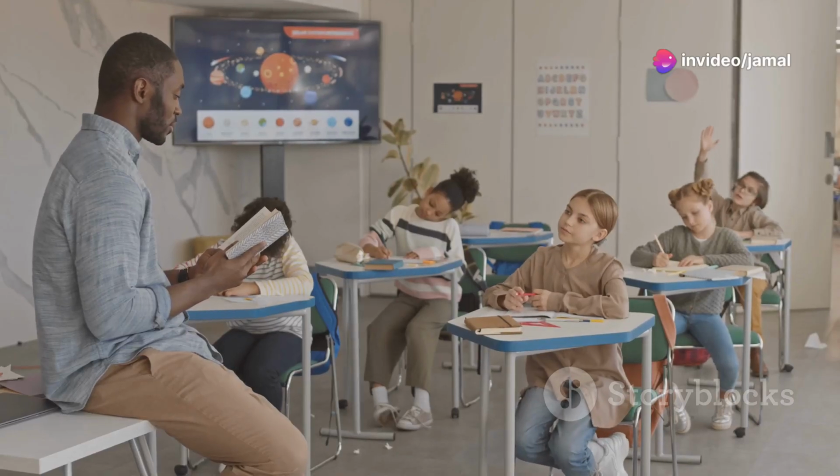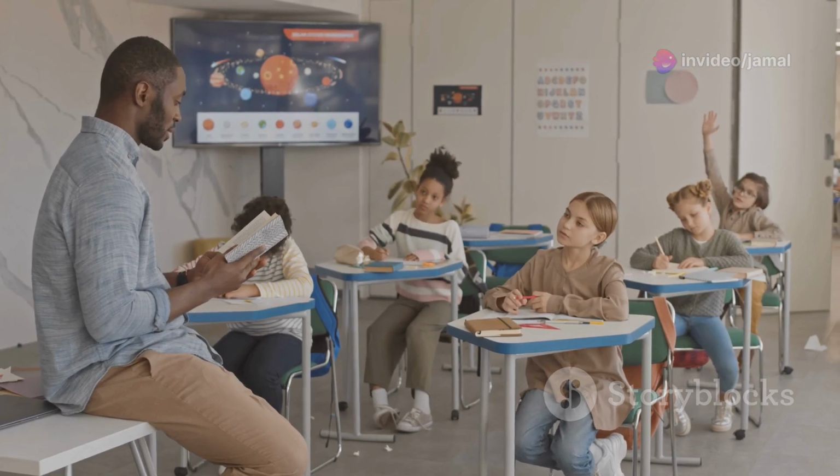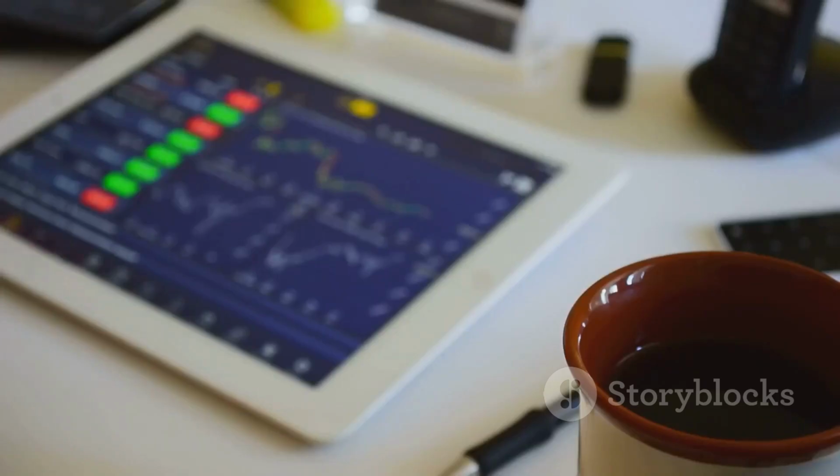For new traders, starting with technical analysis can be challenging. However, with practice and patience, it becomes easier. Use demo accounts to practice without risk. Continue learning and practicing. With dedication, you can become a successful Forex trader.